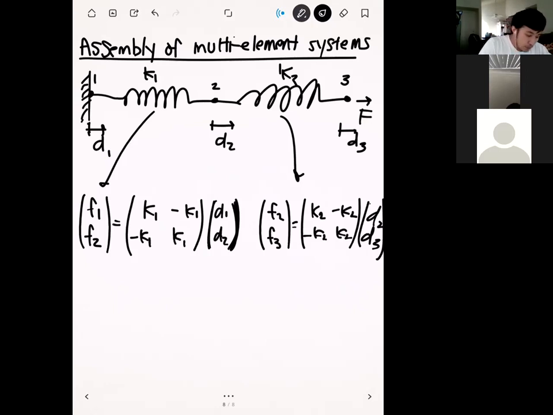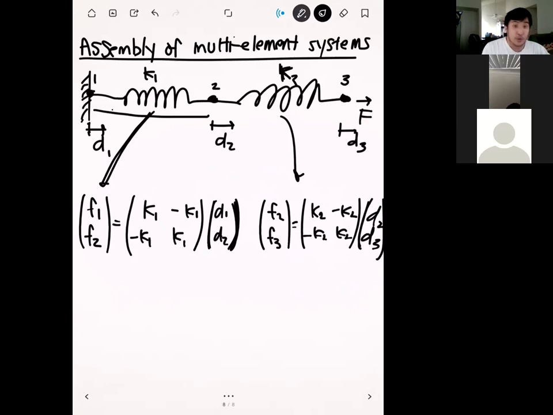The reason for that is that the way I pick these numbers is that these numbers represent the nodes that these elements are touching. So element one right here is touching nodes 1 and 2, and that's why in the element stiffness system we have D1 and D2. Meanwhile, spring number 2 is touching node number 2 and node number 3, so that's why we have D2 and D3 for this one.